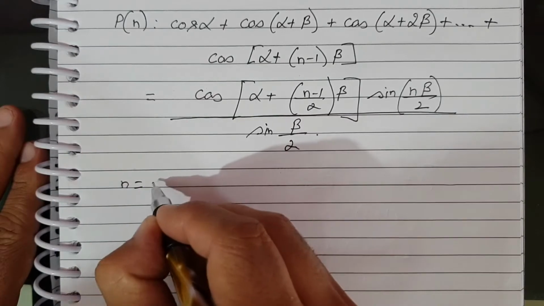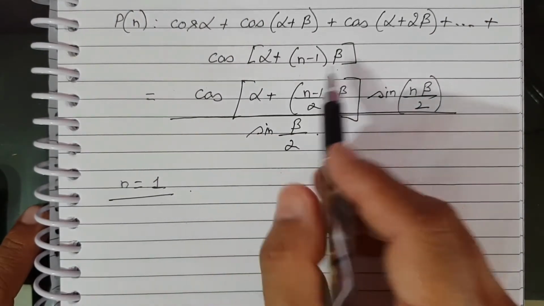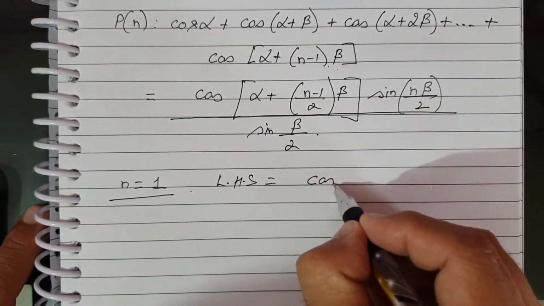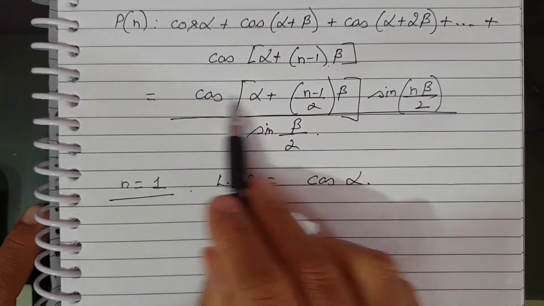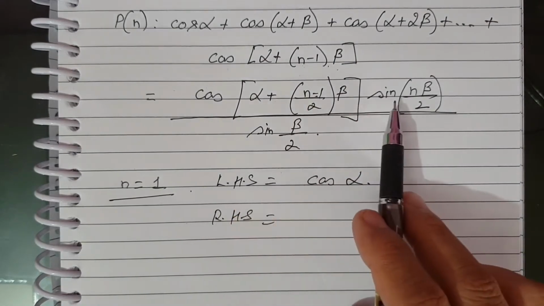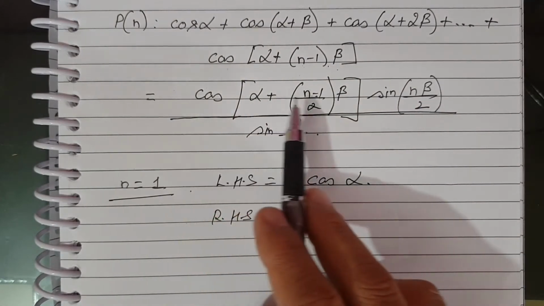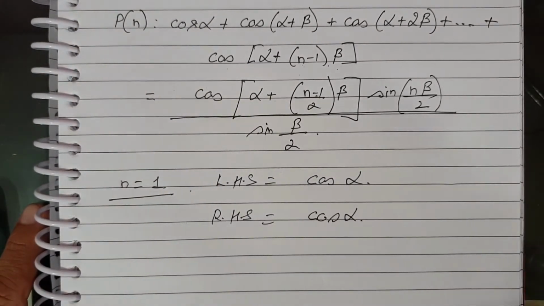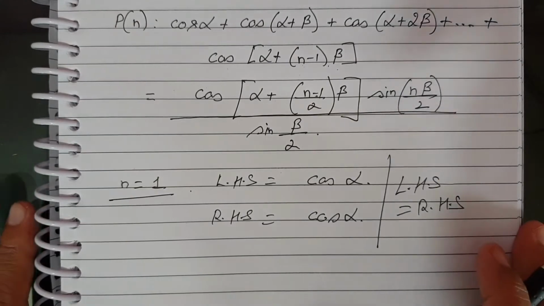Now for n equals 1, take the LHS. n equals 1 means this beta term becomes 0, so the LHS is cos alpha. Now for the RHS, n minus 1 is 0, so this will be cos alpha, and this is sin beta by 2 upon sin beta by 2. So sin beta by 2 gets cancelled, and the remaining is cos alpha. Both are equal to cos alpha, so LHS equals RHS. So this statement is true.